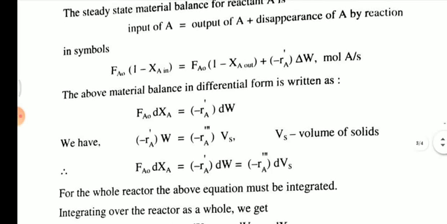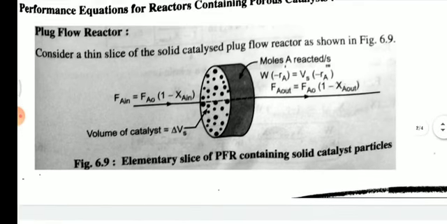We have the relation R dash W is equal to Ra double dash Vs, where Vs is the volume of solid. From this we can write it in place of dW. So Fa0 dX is equal to minus Ra dash dW, which is equal to minus Ra double dash into dVs, which we considered at the beginning.